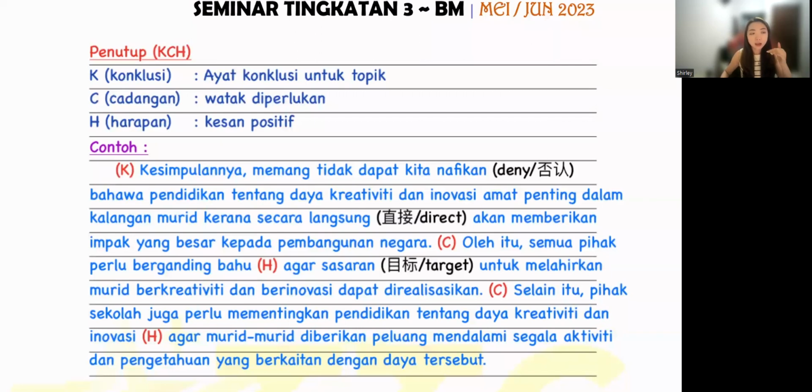So if it's a conclusion, meaning to say the first sentence, you will need to give a conclude. You need to conclude on the topic first. Okay? This is conclusion ma. So the first sentence is ayat conclusif untuk topic lo. And what is the topic here? Daya creativity dan inovasi ma. So for the first sentence, kesimpulannya, then you say about the daya creativity dan inovasi ya.